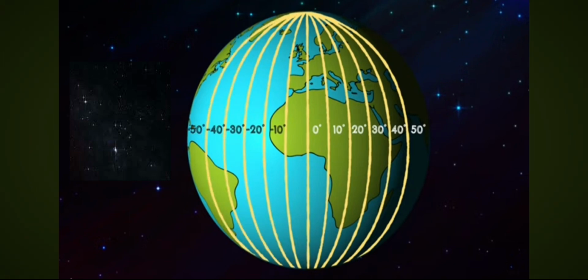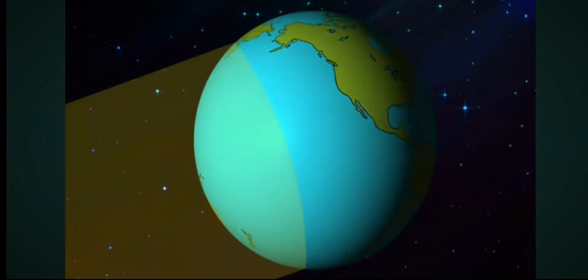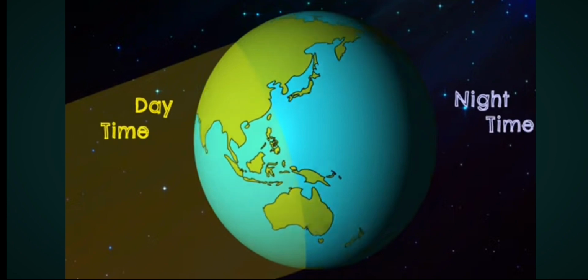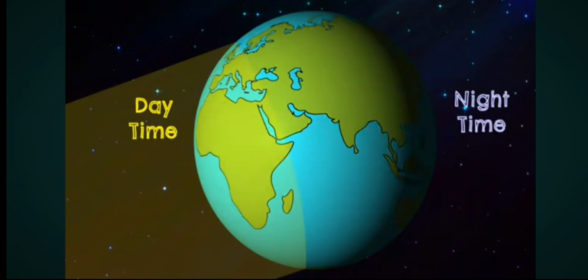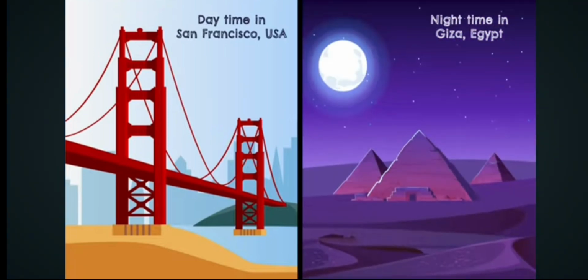Lines of the longitude are time zones. As Earth rotates on its axis, only one half of the Earth faces the Sun at any given time. So if it's nighttime in one hemisphere, then the other side will be daytime. This means that people in different parts of the world live in different time zones.